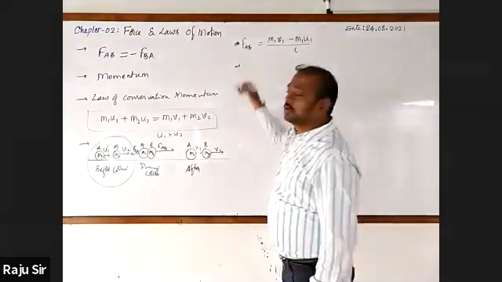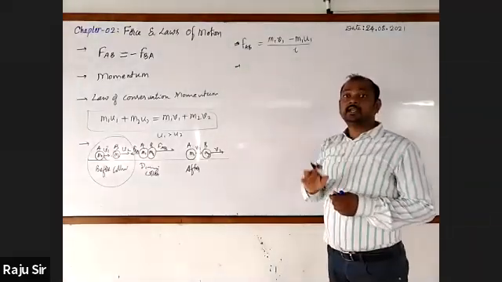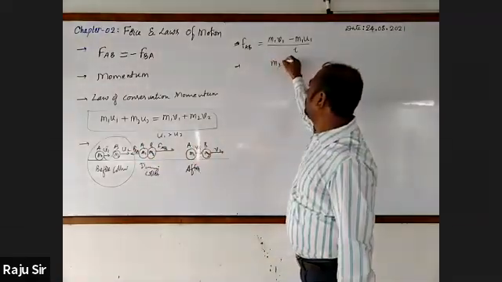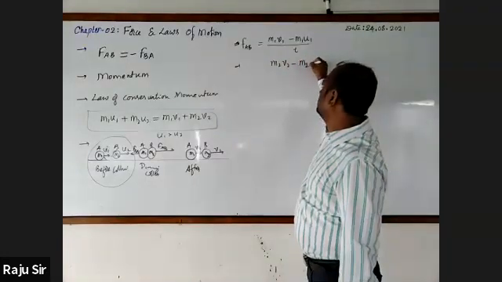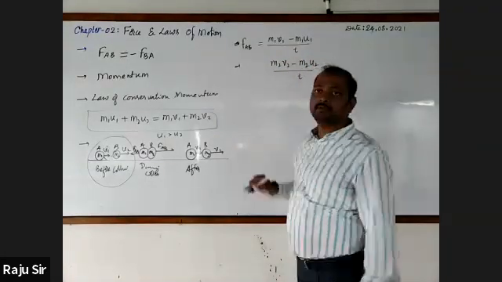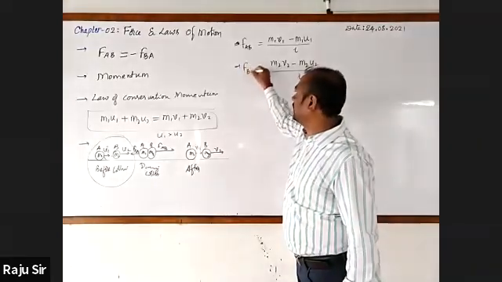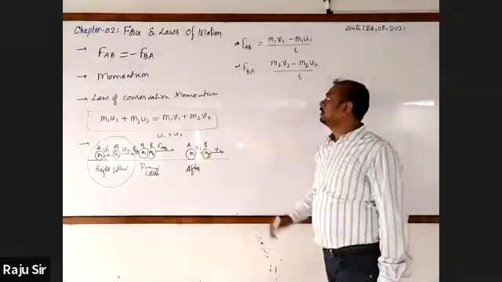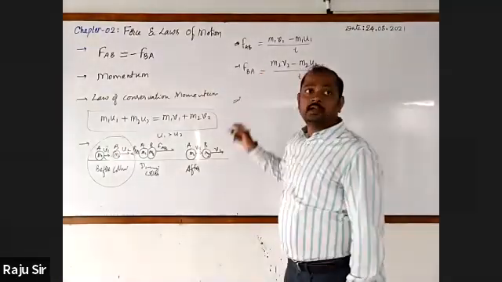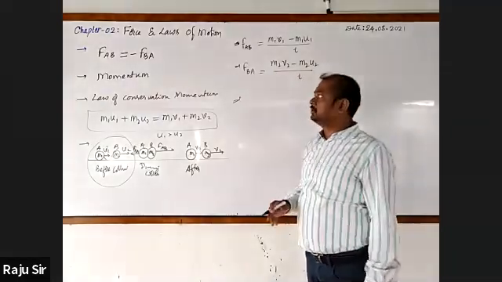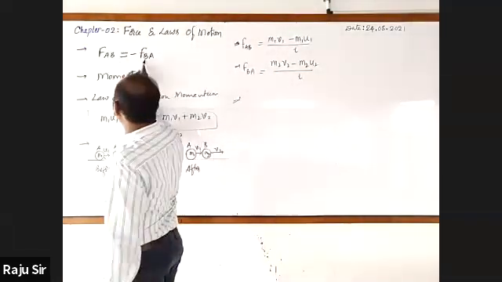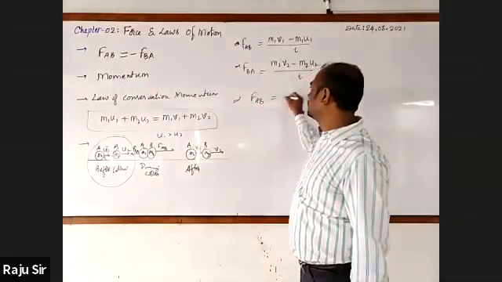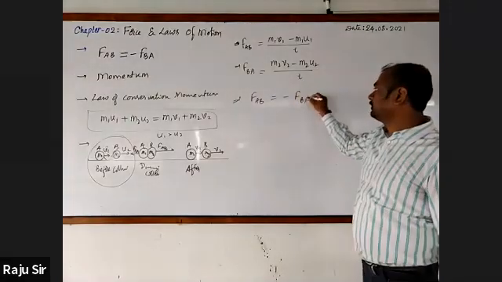Next, what is the rate of change of momentum of second body? It is m2v2 minus m2u2 by t. This is the force exerted by second body on first body. According to Newton's third law of motion, to every action there is an equal and opposite reaction. And we have written that F_AB is equal to minus F_BA.